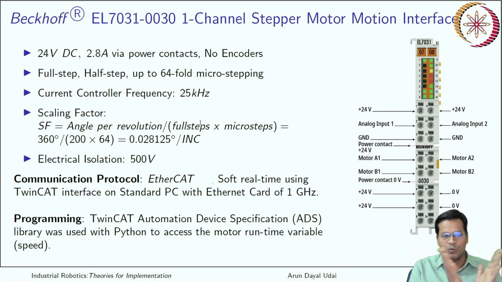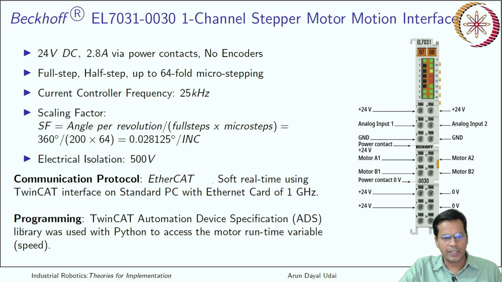So pole to pole is 200 different poles for 360 degrees. So yes, it can move at almost 0.028125 degrees per increment. Okay, so electrical isolation is there, it is IP certified. This has the capability to handle EtherCAT communication using soft real time with the TwinCAT3 interface on a standard PC, and the standard PC should have an Ethernet card with 1 gigahertz frequency. That is a prerequisite to use any TwinCAT interface.